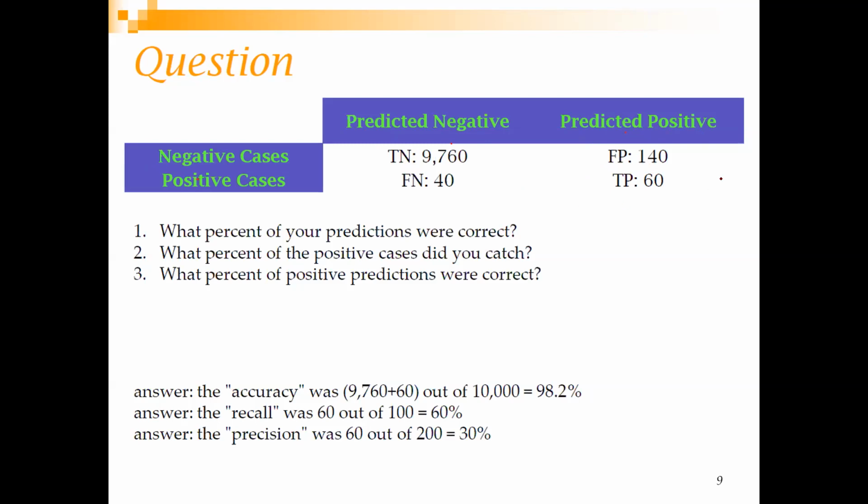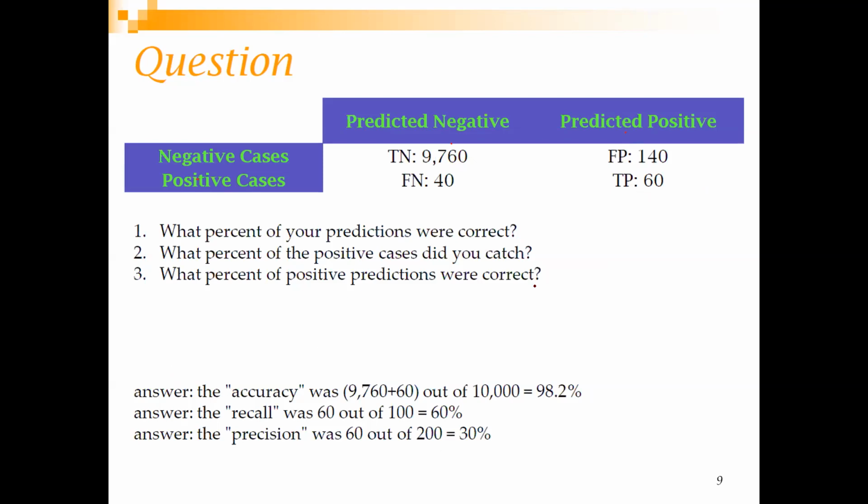So how many total observations are there? If you add up 9760 plus 140 plus 40 plus 60, we'll see that it comes to 10,000. And how many cases were correct? 9,820. So your accuracy is 98.2%. What percentage of positive cases did you catch? How many positives were there? These are your actual positive cases, 40 plus 60, 100, right? How many did you catch? You caught 60. So this is your recall. The recall is actually 60%.